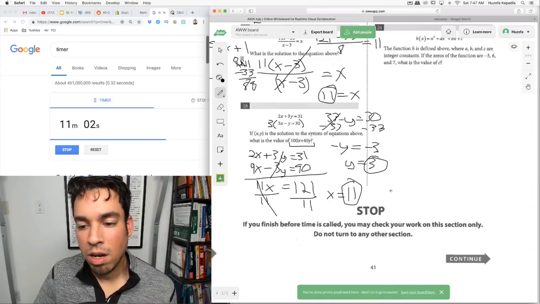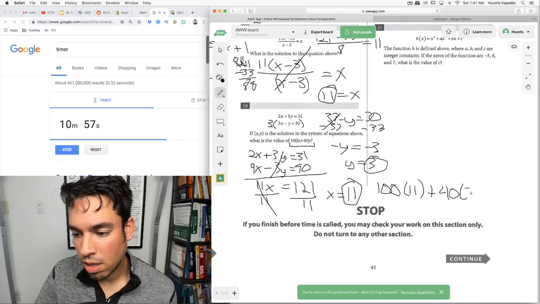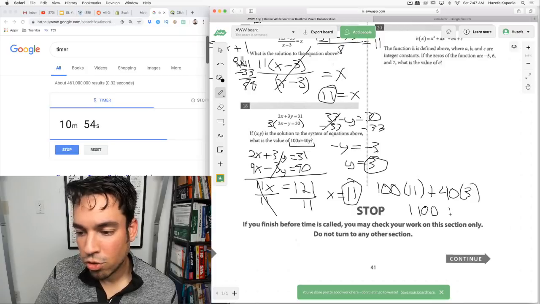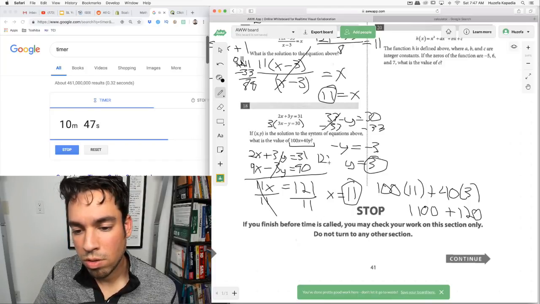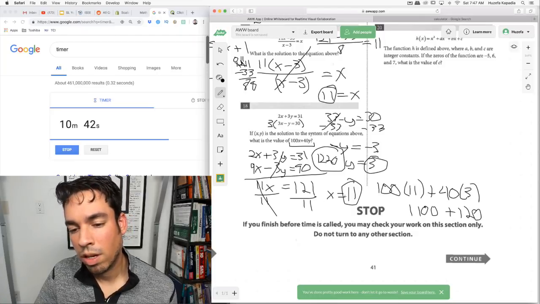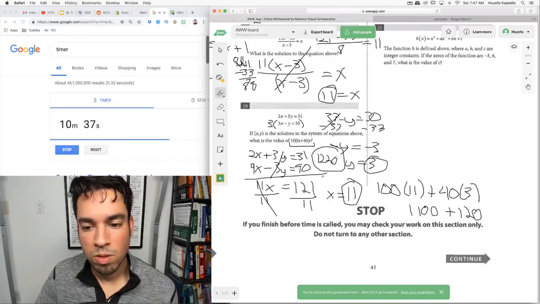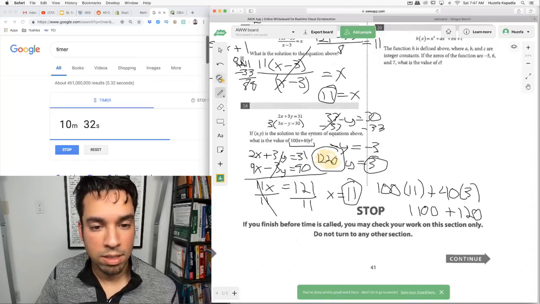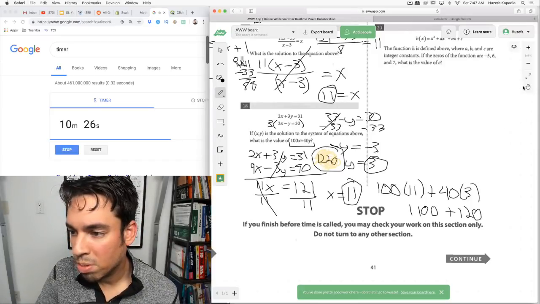Plug them into this. 100 times 11 plus 40 times 3. That's 1100 plus 120 equals, let's put it over here. What is that, 1220? 1220. Let's really make that stand out. Okay, I'll highlight it so we can find it when I'm checking my answers. See, I got lots of time left. I got 10 minutes left, so I'm able to go at a nice pace.